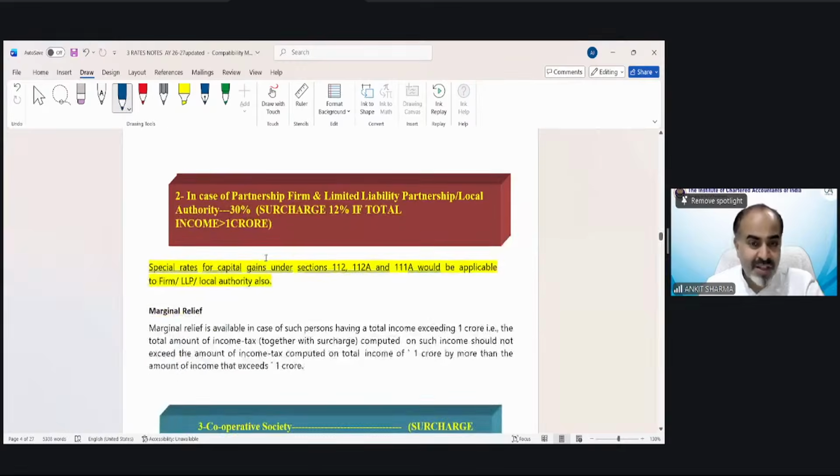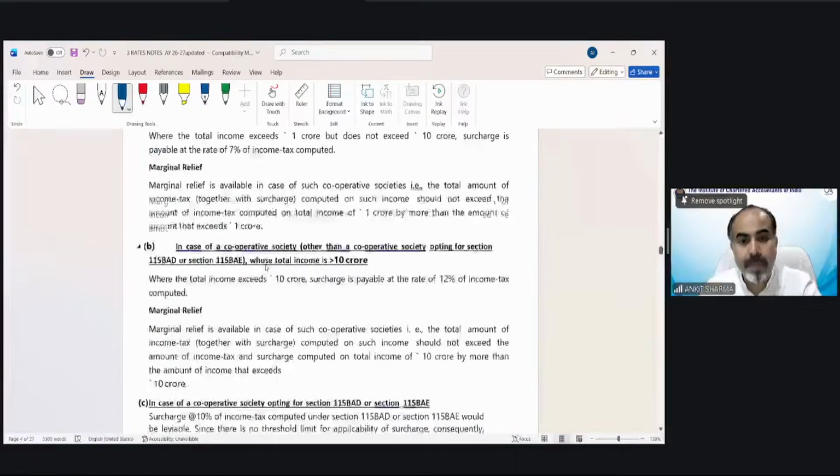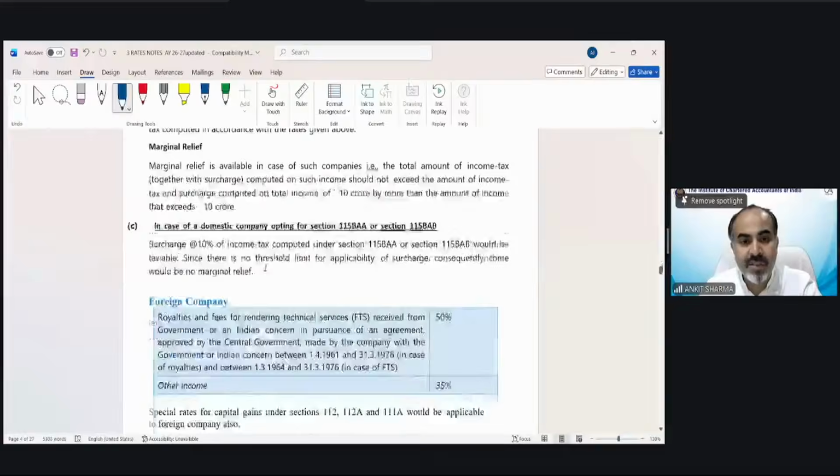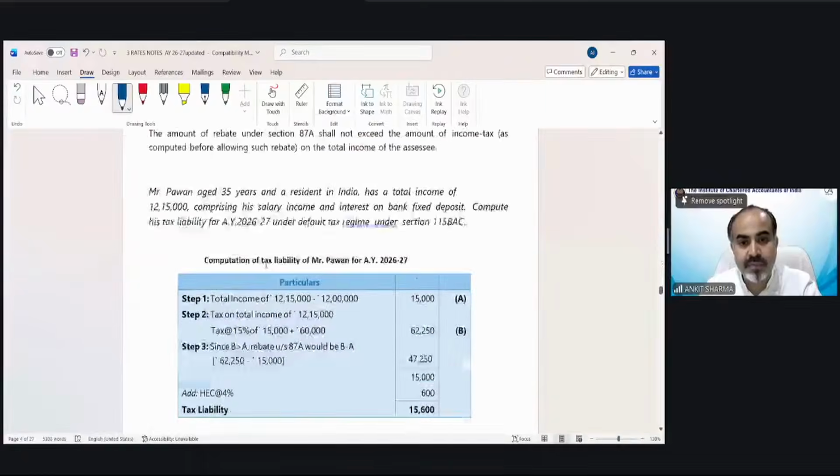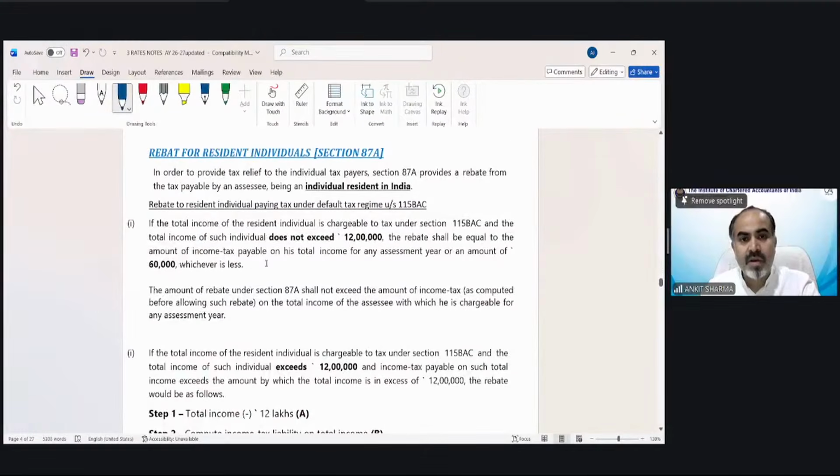Now the rebate concept. We need to discuss the rebate concept of default tax regime. This is over here: rebate for resident individuals. In order to provide tax relief to individual taxpayers, Section 87A provides a rebate to a resident individual paying tax under default tax regime. So there are two concepts. One is if income does not exceed 12 lakh rupees, the rebate would be the amount of tax or 60,000, whichever is lower.